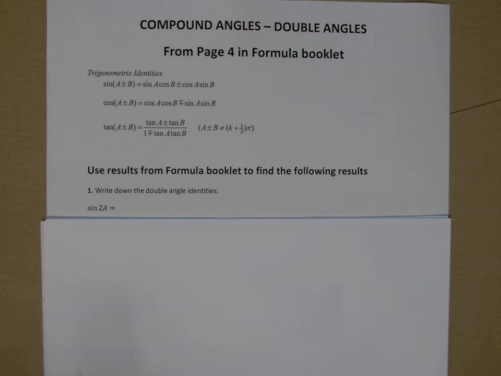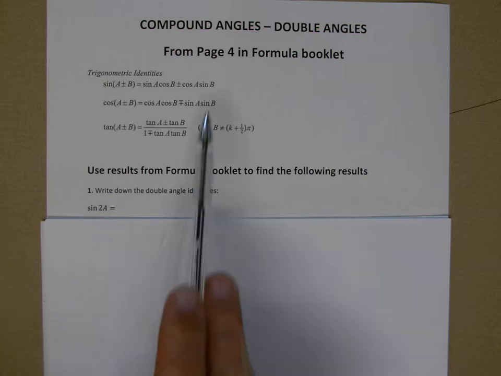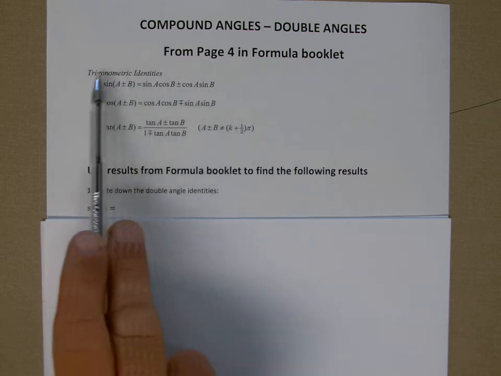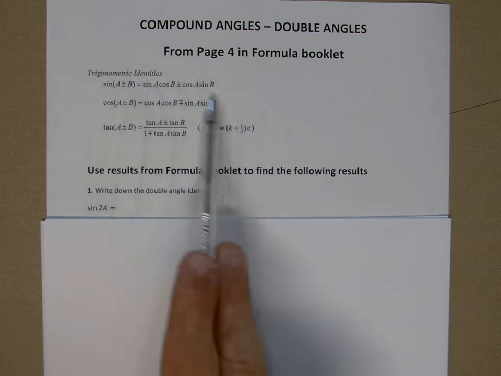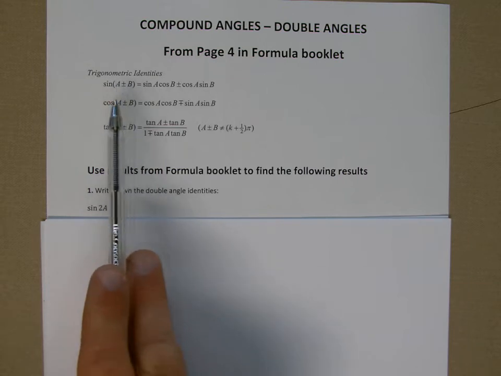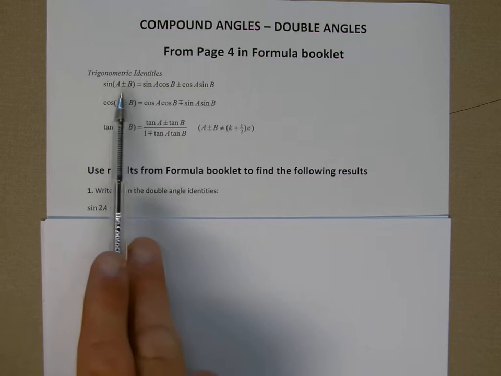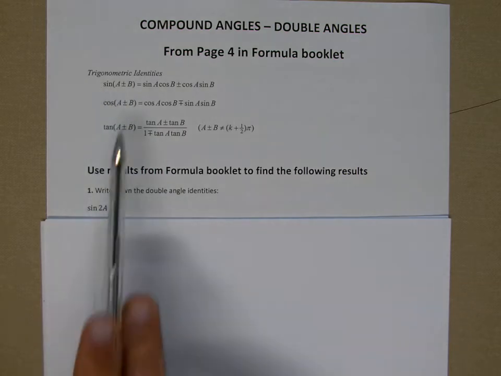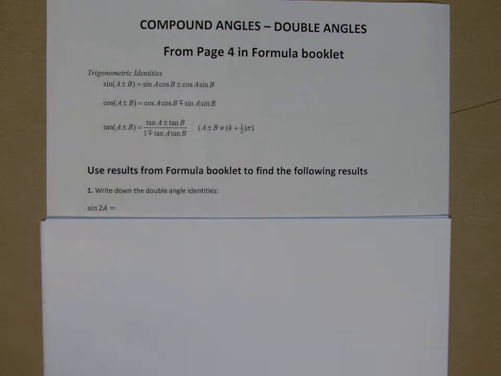When we've got double angles, we need to turn to page 4 in the formula booklet. About halfway down, you've got these trig identities, and these are really important for compound angles, in other words, when we're putting two angles together. Now, for the first one, sine 2A, this top formula is important.